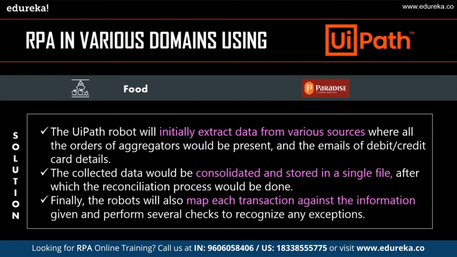The UiPath robot will initially extract data from various sources such as the ERP system, dashboards on aggregator platforms, third-party tool where all the orders of aggregators would be present, and the emails of debit and credit card details. After that, the collected data would be consolidated and stored in a single file, after which the reconciliation process will be done. Finally, the robots will also map each transaction against the information given and perform several checks to recognize any exceptions. So that's how, guys, the automation was developed.